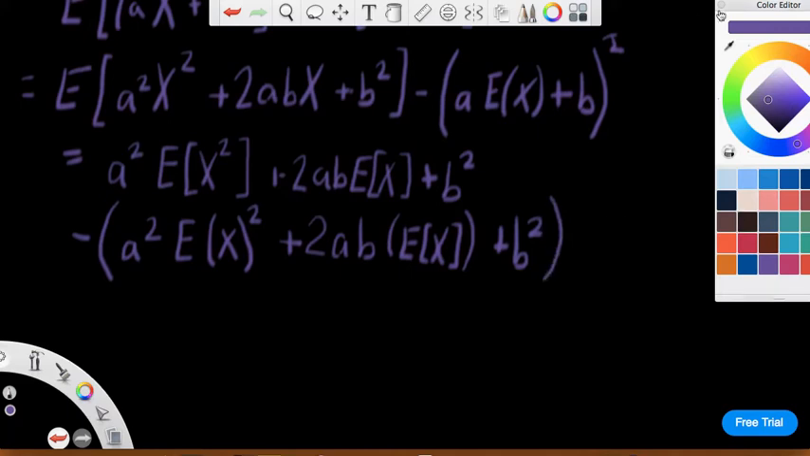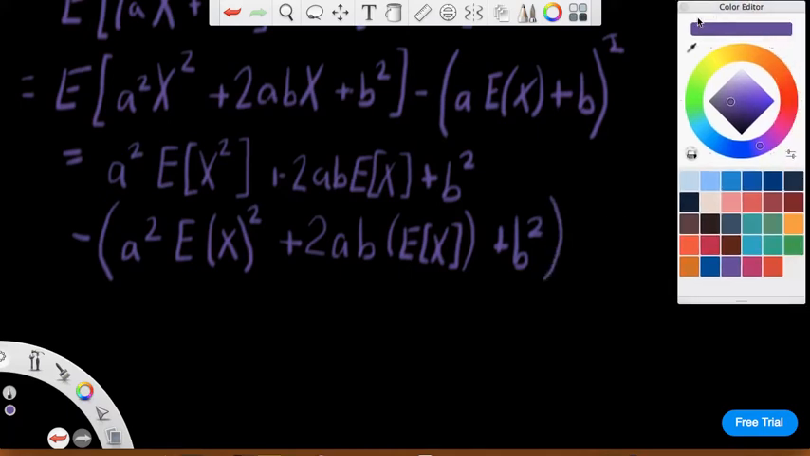So, get a new color here to make this a little bit clearer. What do we have? So, plus b squared, subtract, because this will subtract everything here in the parentheses, so subtract b squared. So those cancel, which is nice. But plus 2ab expectation of X, subtract 2ab expectation of X. Well, something subtract itself is just 0, so everything there cancels out.